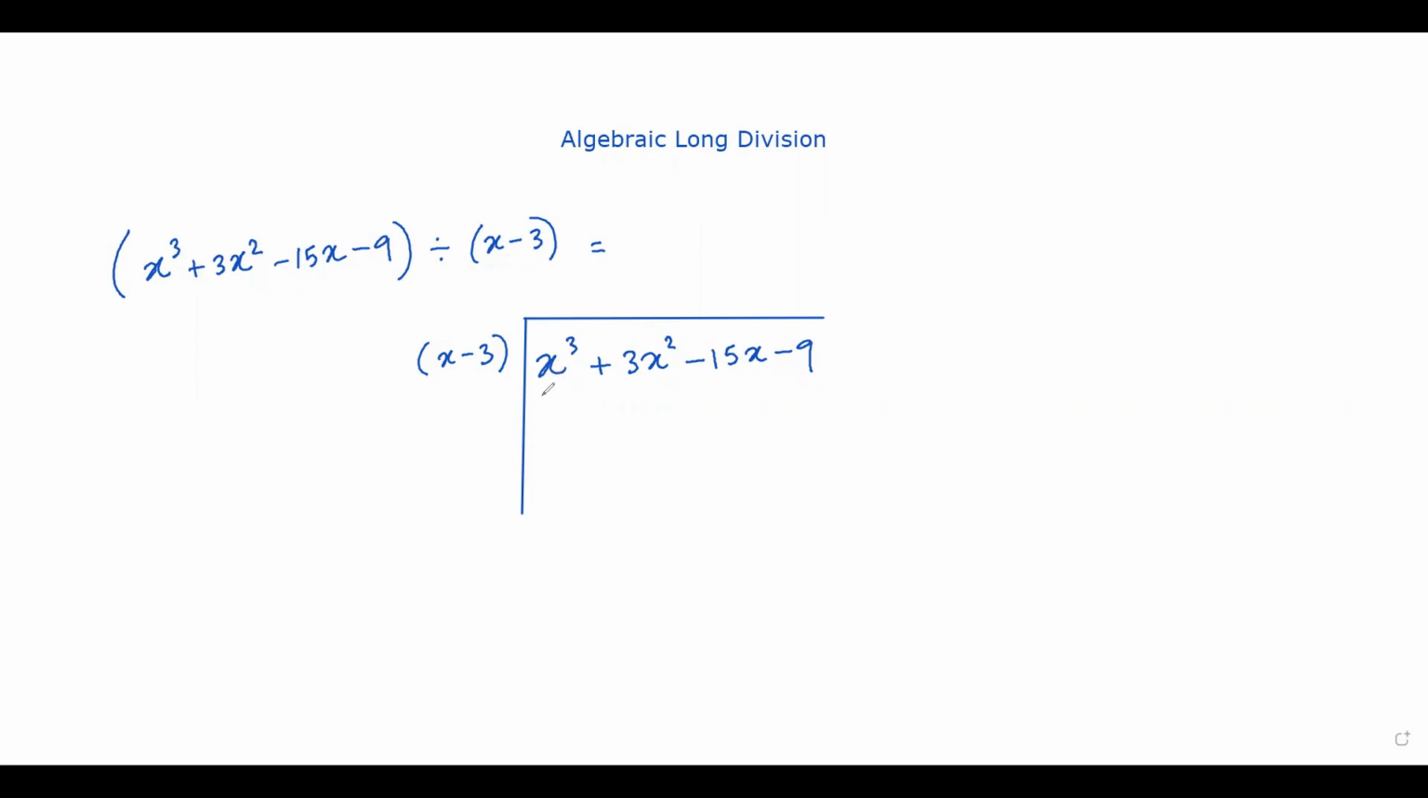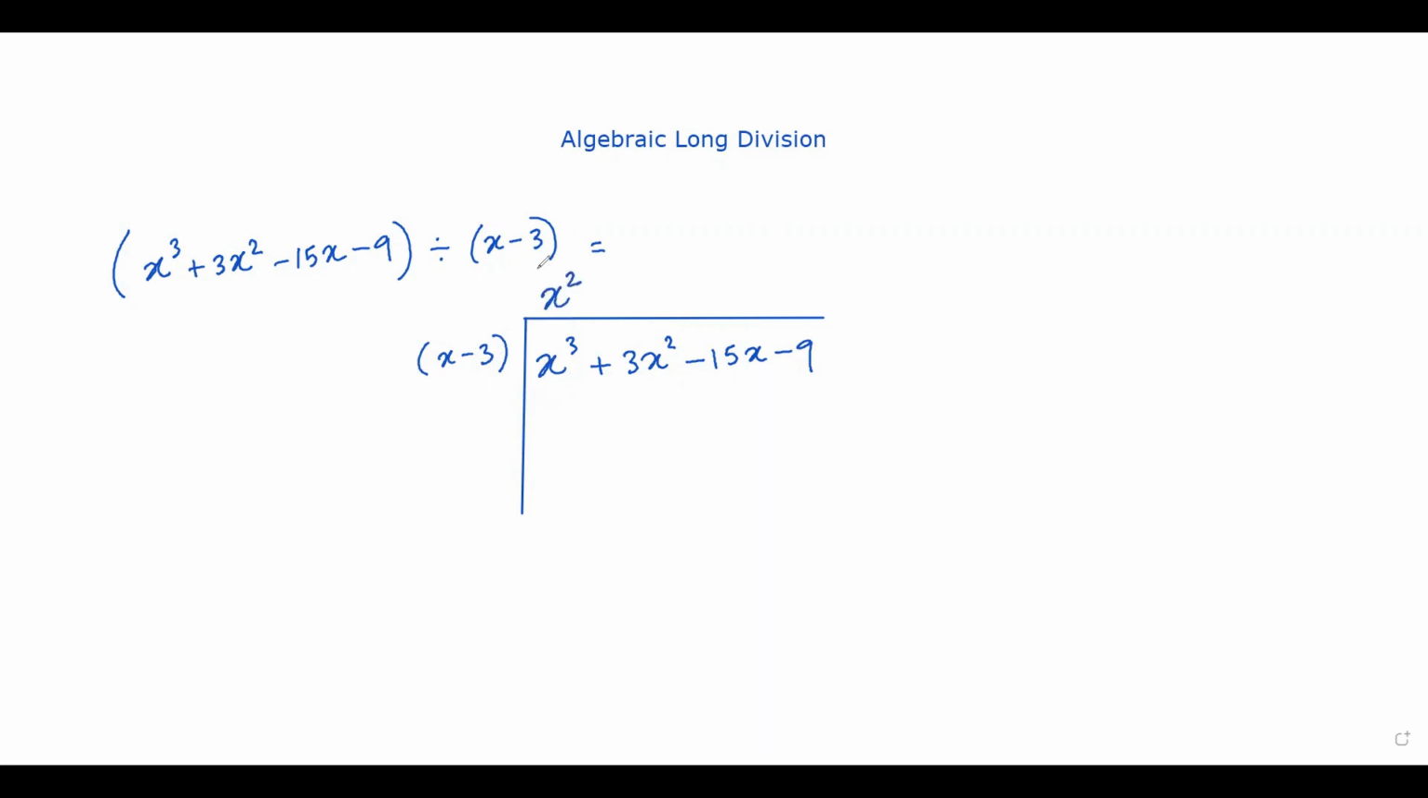So we will look at the first term only and think, how can you get x cubed from an x? If you divide x cubed by x, you get x squared. So if you multiply x squared and x together, you get x cubed. So what we are going to do is divide x cubed by x, not the minus 3, just the x. So if I do that, I would have x squared.